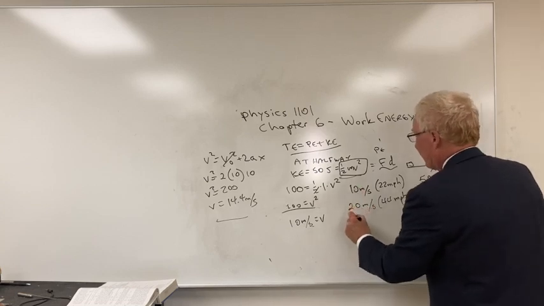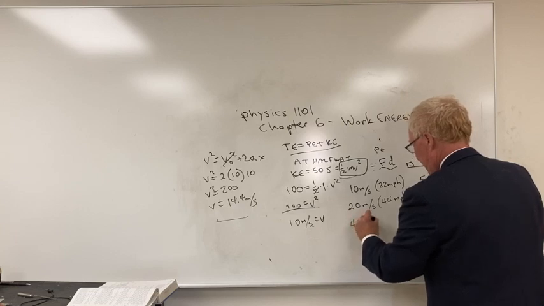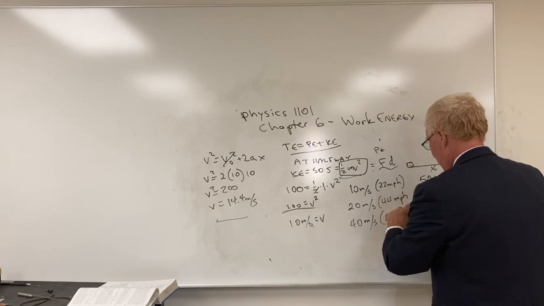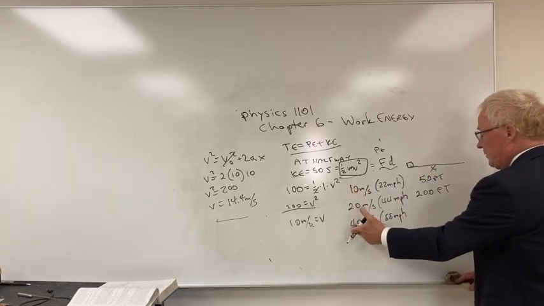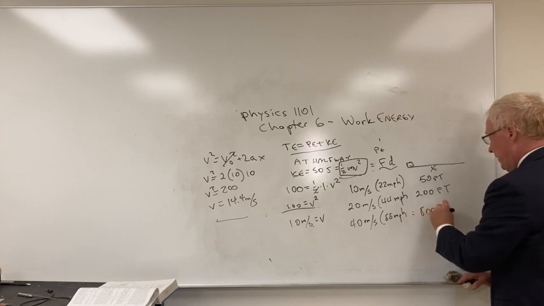And if we go 4 times as fast, 40 meters per second, which is about 88 miles per hour, which is pretty fast, we get 4 times as much. This will be 16 times. This would be 800 feet to stop.